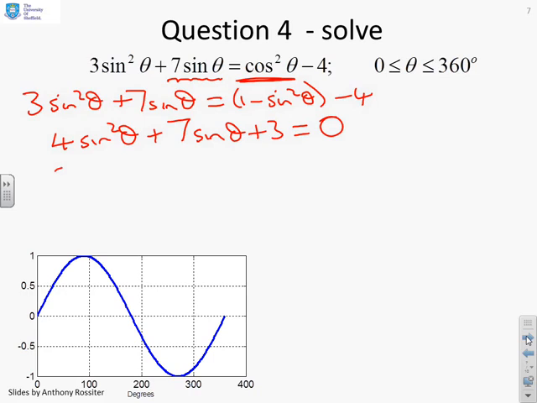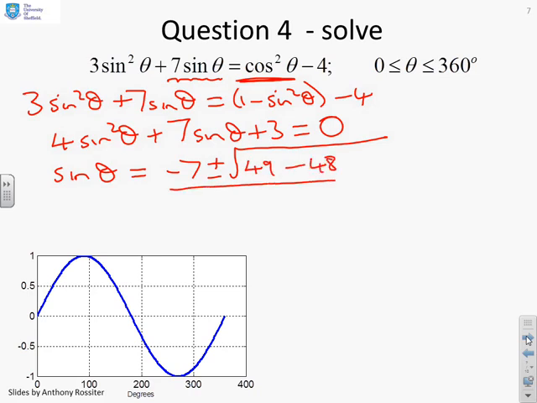So now using my quadratic formula to find the roots, I can write sine theta equals minus 7 plus or minus the square root of 49 minus 48, all divided by 8. And what that's going to give me is minus 7 plus or minus 1 over 8, or in other words, you're going to get minus 1 or minus 0.75.